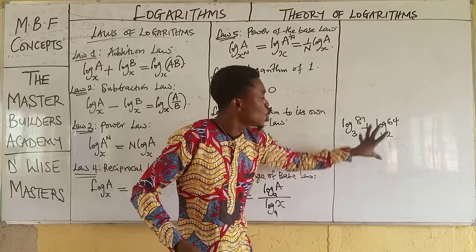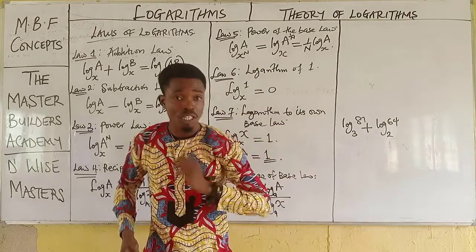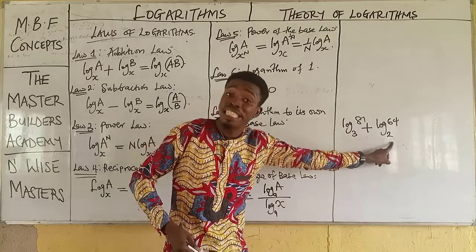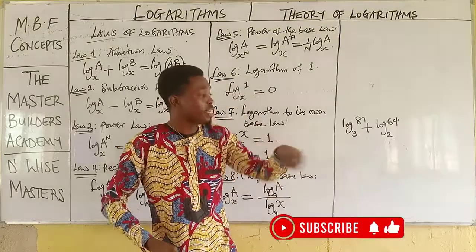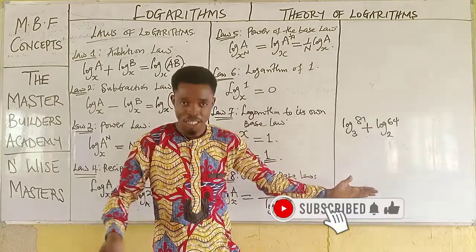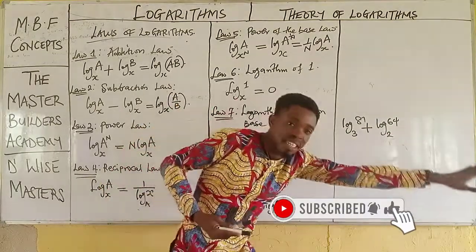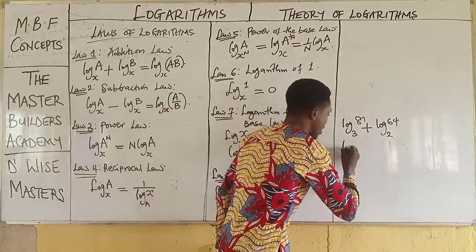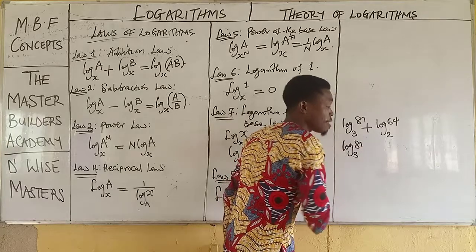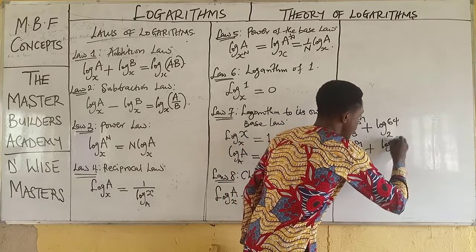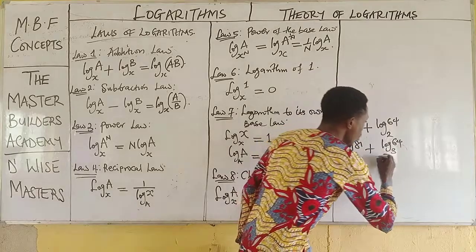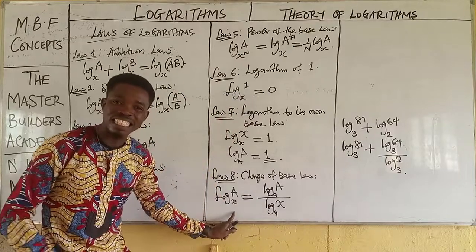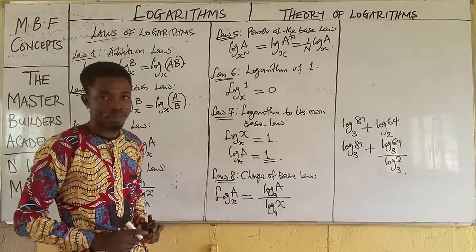What must I do to make the bases here equal? Now, you will decide either to leave your base in base 3 so that you change this one to base 3, or to leave your base in base 2 so that you change this one to base 2. So if I want to change everything here to base 3, all I simply need to do is to have this as log 81 base 3 plus log 64 base 3, all over log 2 base 3. This is when the change of base is actually useful.